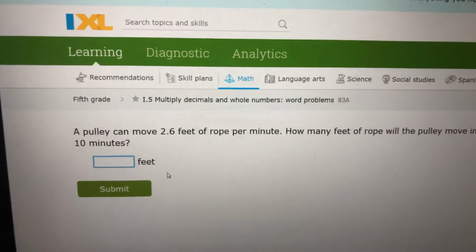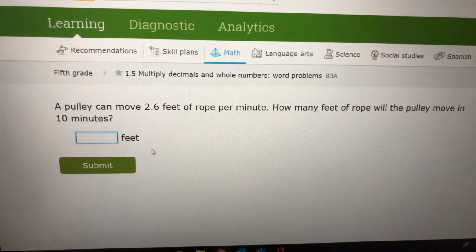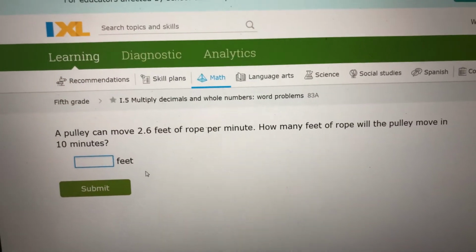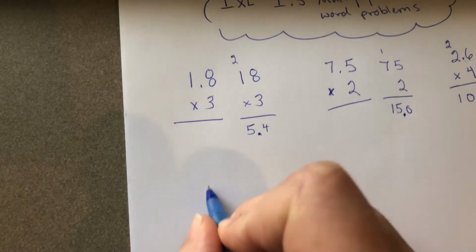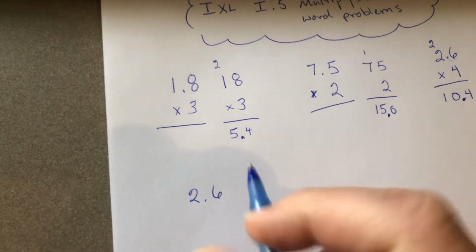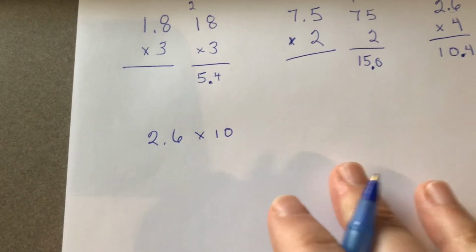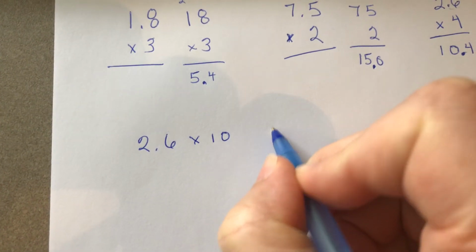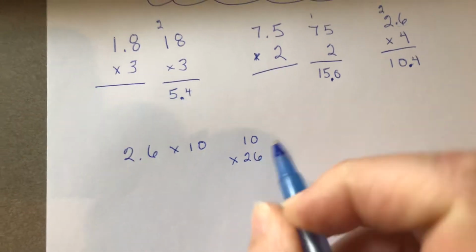Okay, how about one more? A pulley can move 2.6 feet of rope per minute. How many feet of rope will the pulley move in 10 minutes? Okay, so now we have 2.6 times 10. Now, remember, you need to write the larger number on top, okay? So I'm going to write this as 10 times 26.